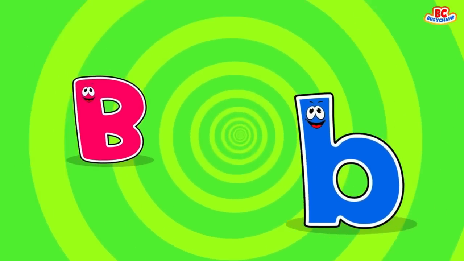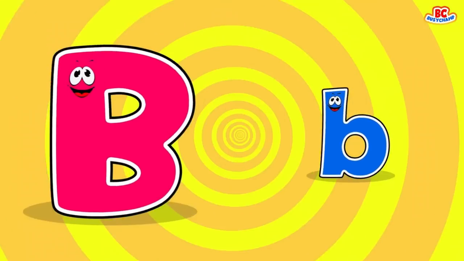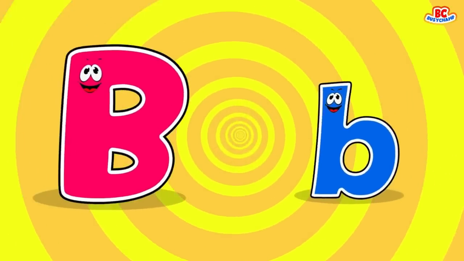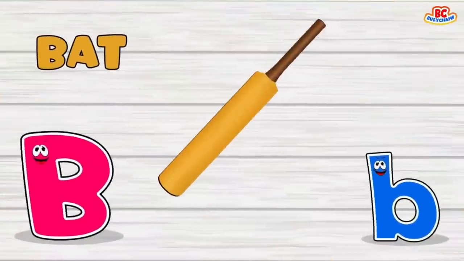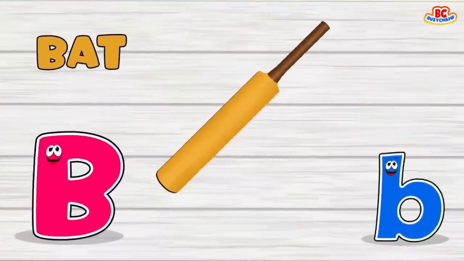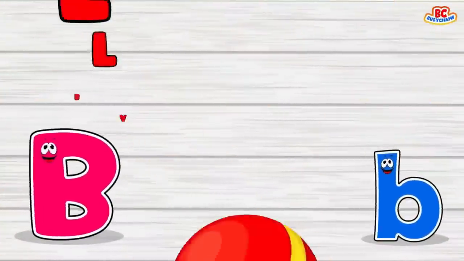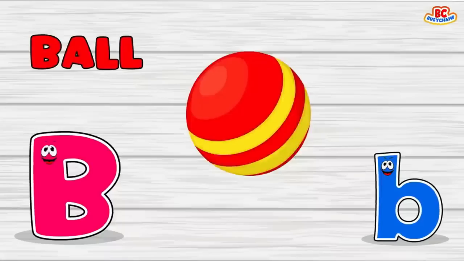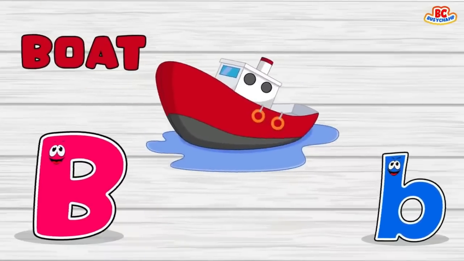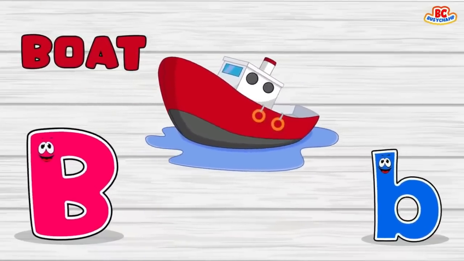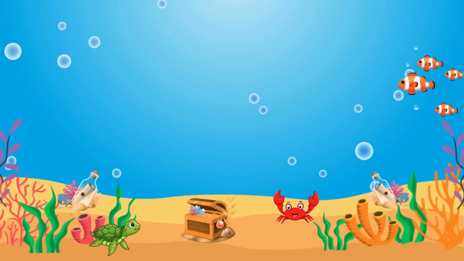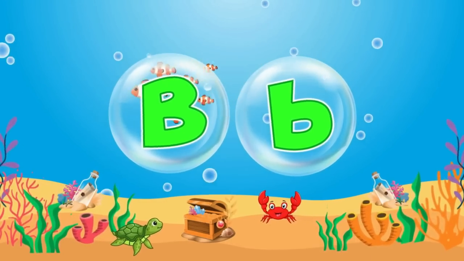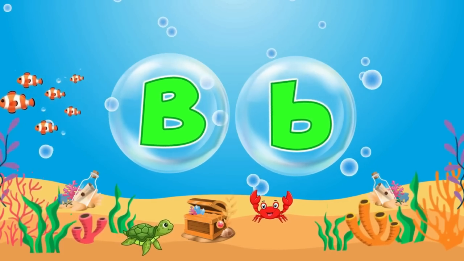B sounds b, b, b, b. B is a bat, b, b, bat. B is a ball, b, b, ball. B is a boat, b, b, boat. Oh wow, bubbles. The sound of letter B is B.